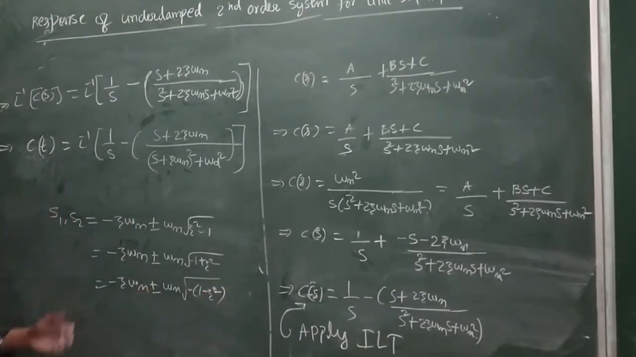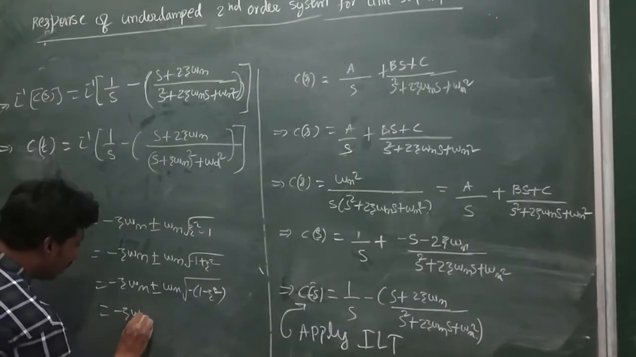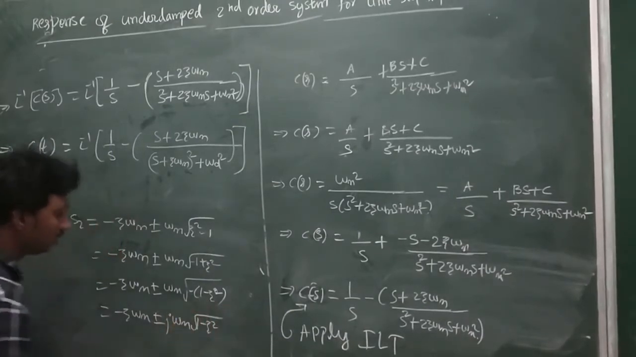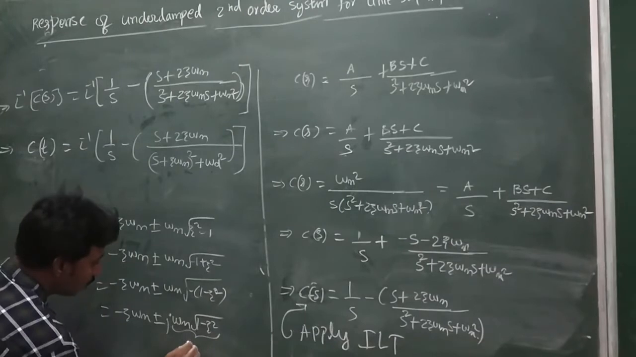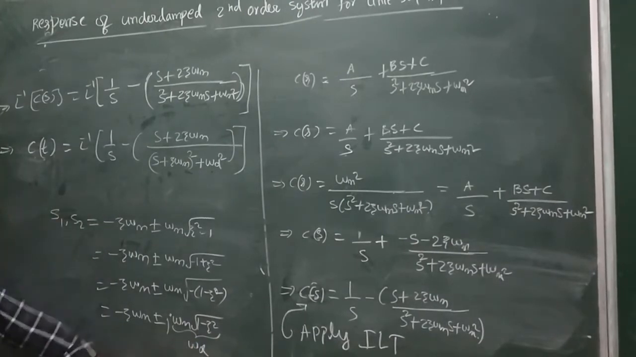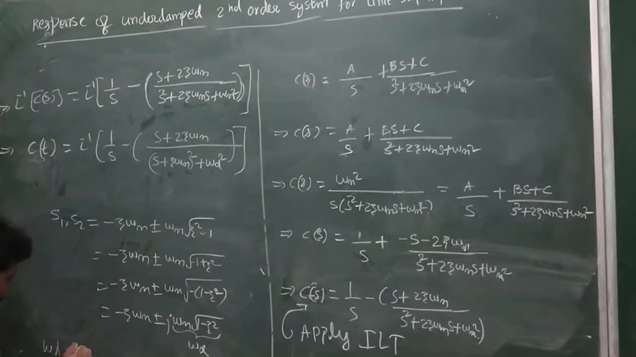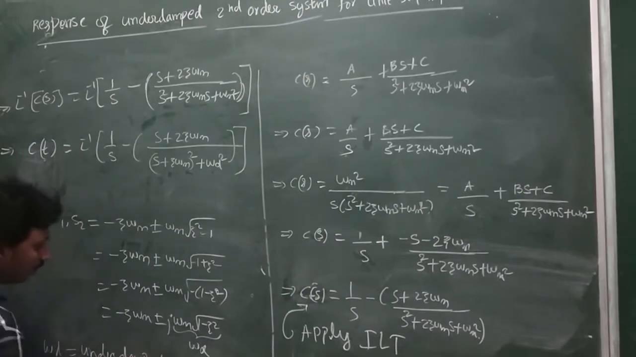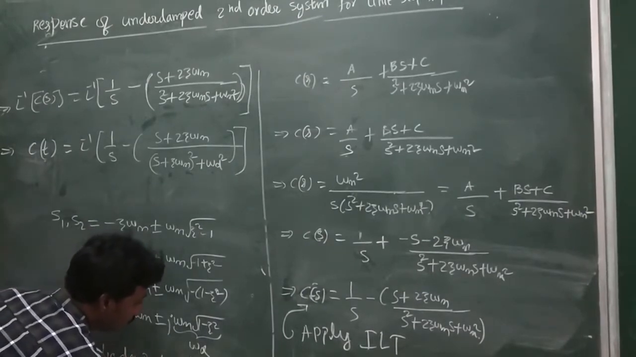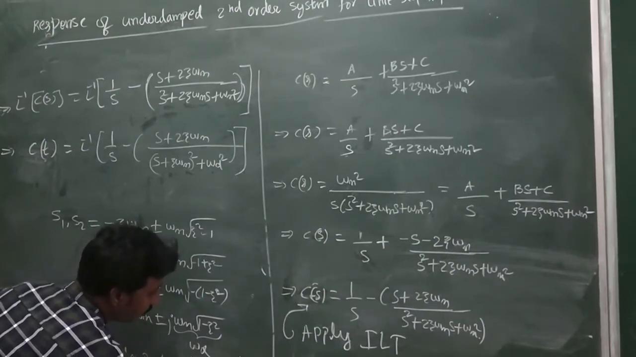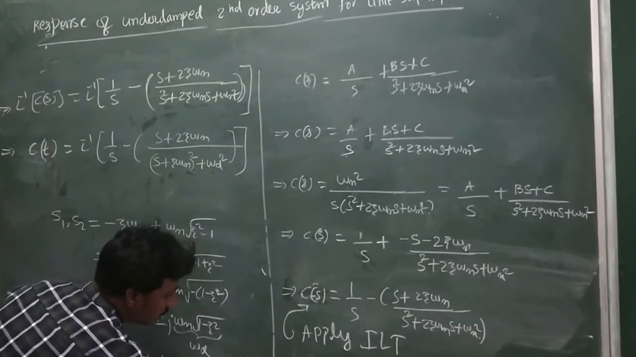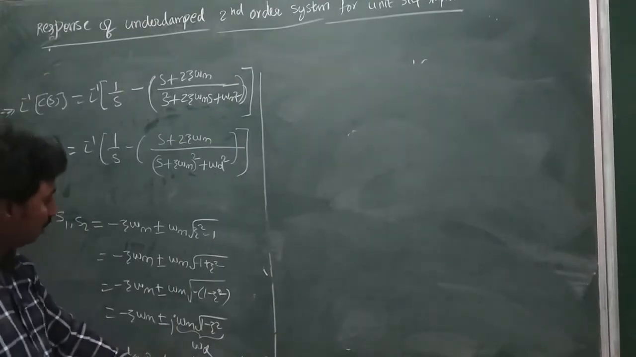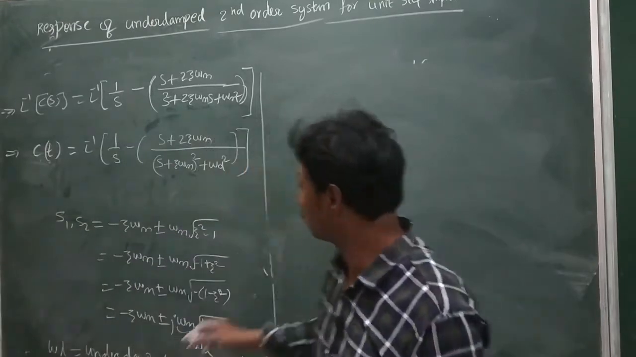So minus root is equal to j. So minus omega n plus or minus j omega n square root of 1 minus zeta square. Here this can be written as omega d, where omega d is the underdamped natural frequency, in radians per second. So I'm going to write these roots like this.